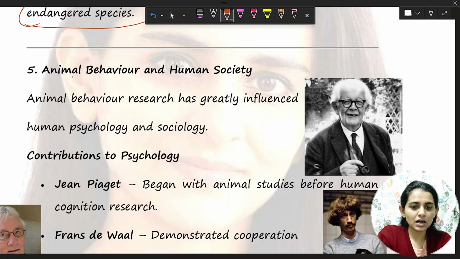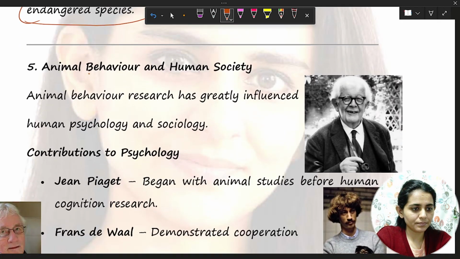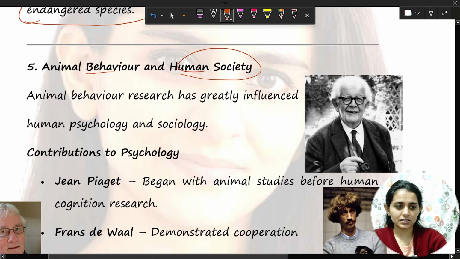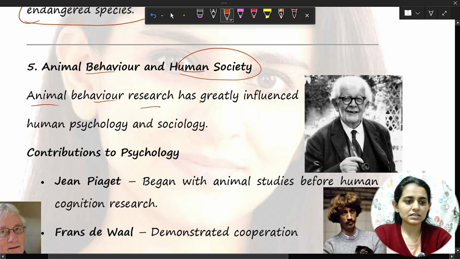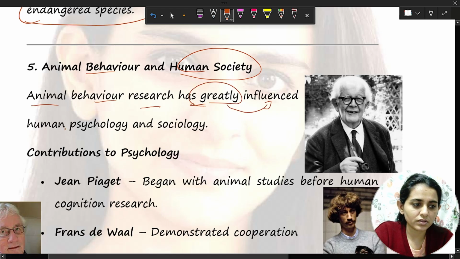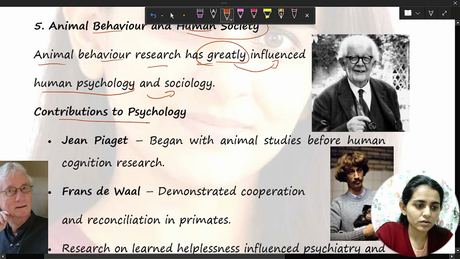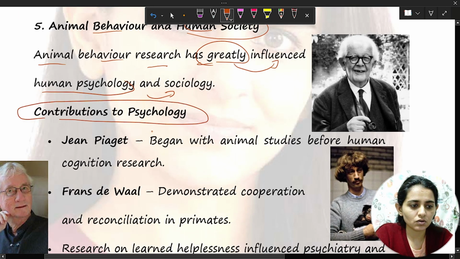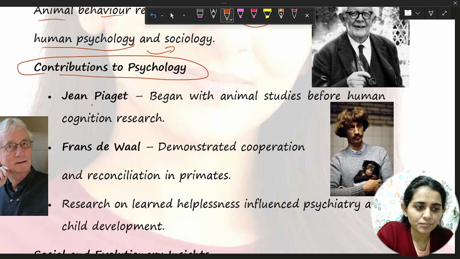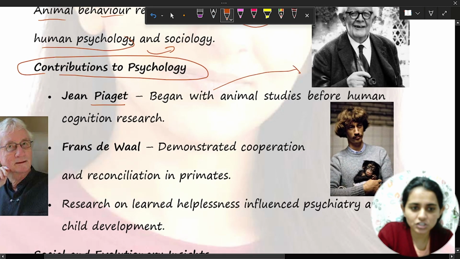Then, animal behavior and human society. Animal behavior research has great influence on human psychology and sociobiology. How? The contribution to psychology was made by Jean Piaget.